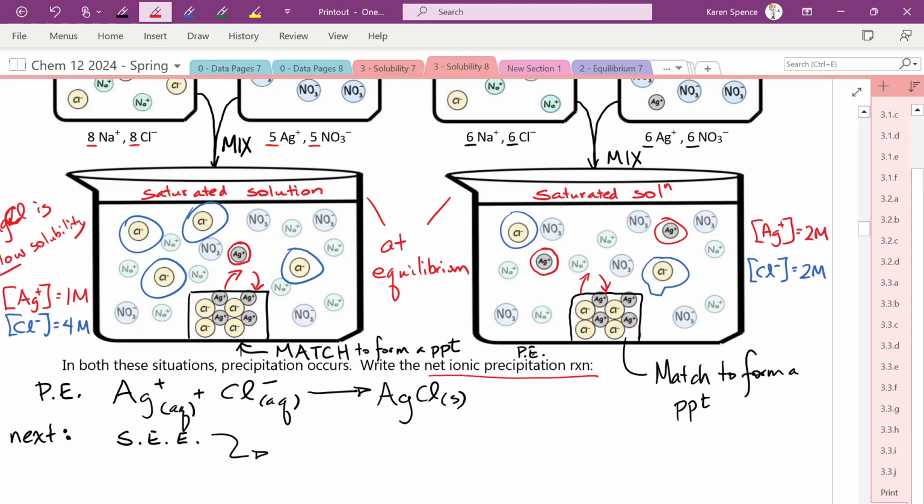So we get this precipitate, and then we get the solubility equilibrium equation. What does that look like? AgCl, solid, in equilibrium with Ag plus and Cl minus aqueous.